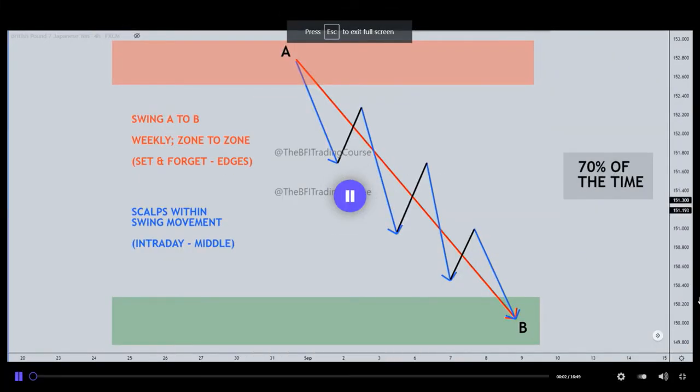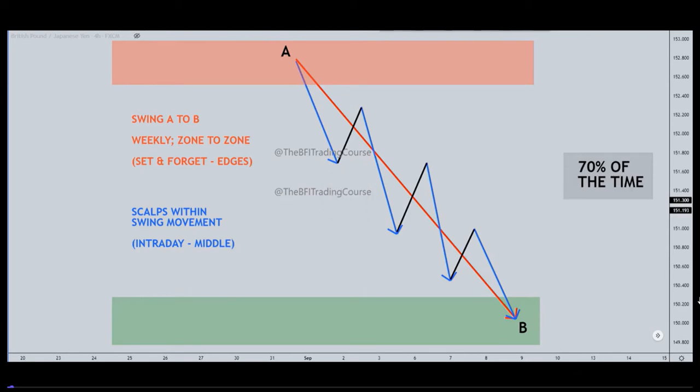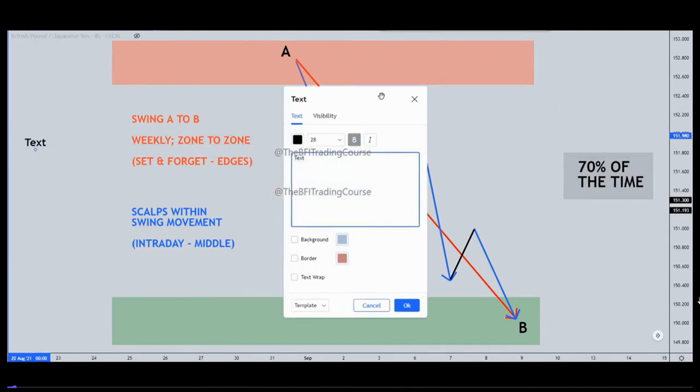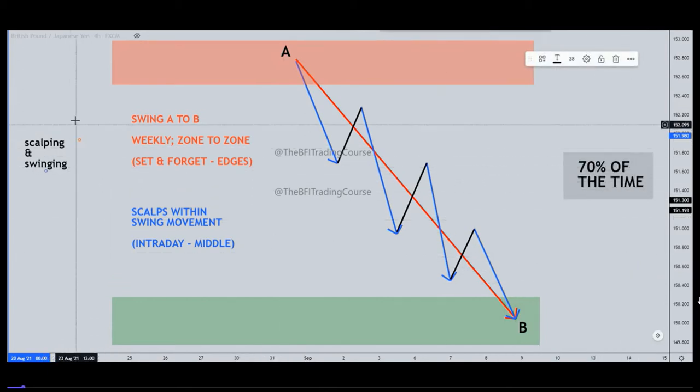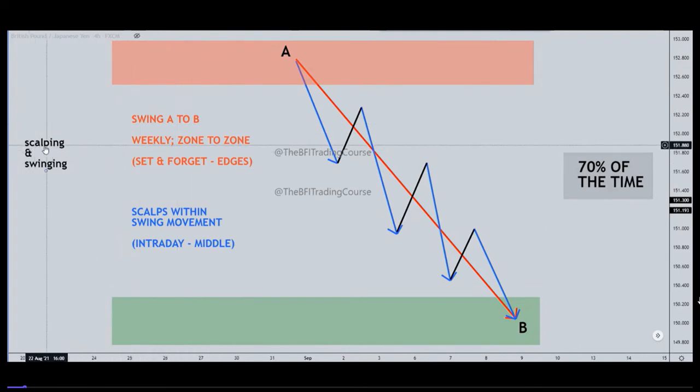Let's discuss swing systems and scalp systems. What does swing mean and what does scalp mean? Seems there's a lot of confusion out there, but let's make it a little bit simple. Scalping and swinging. How do we know which is which? Well, here's an easy way to think about it.